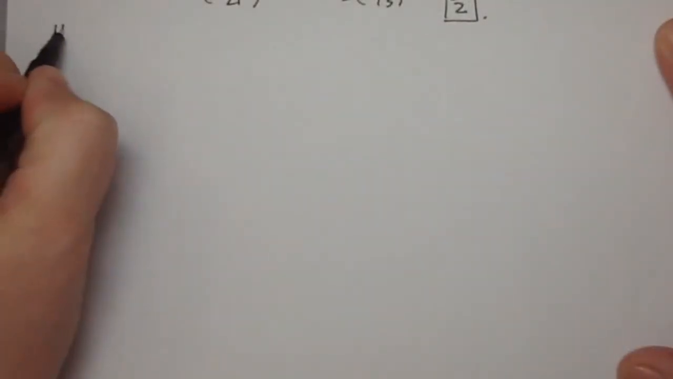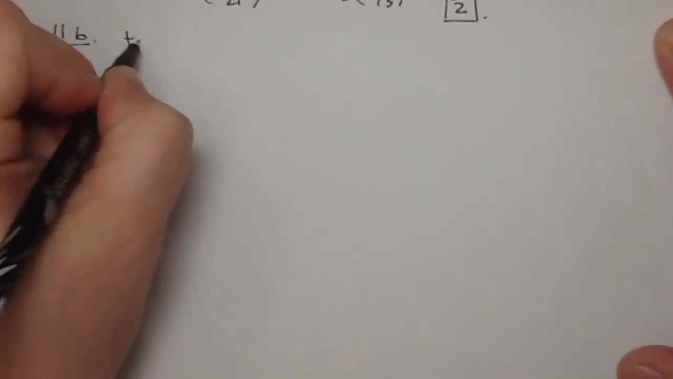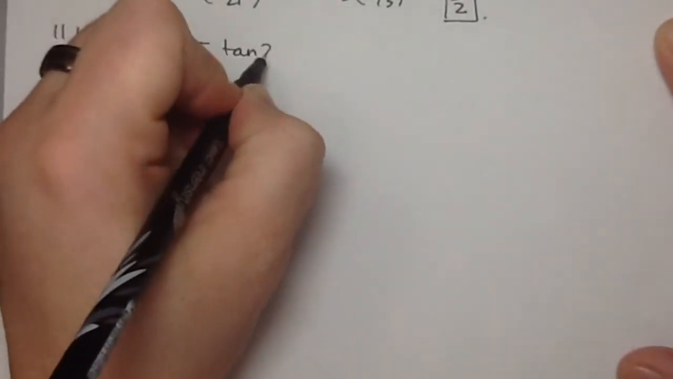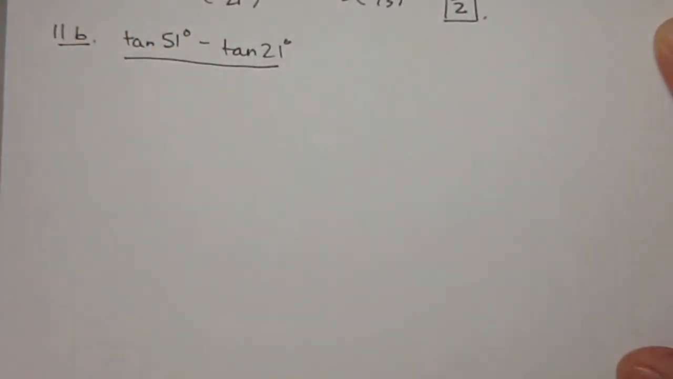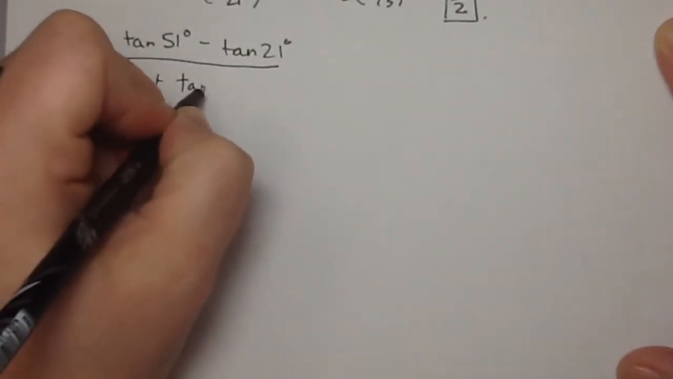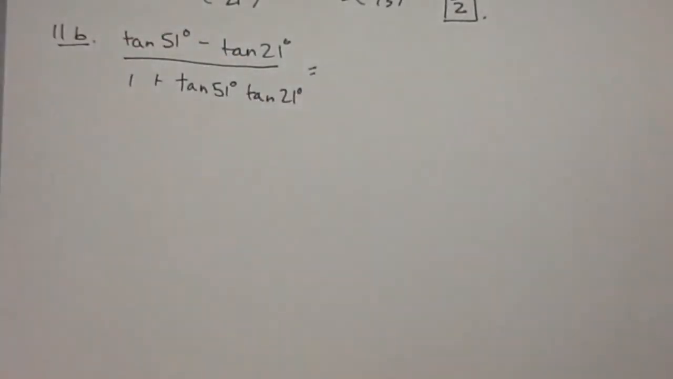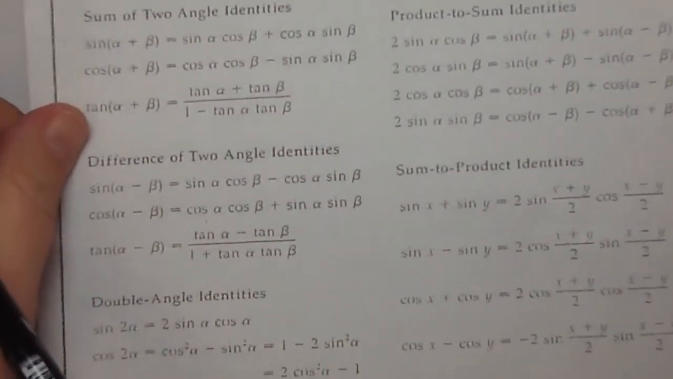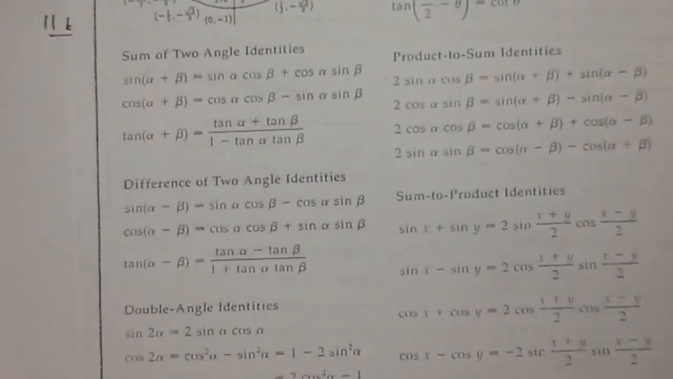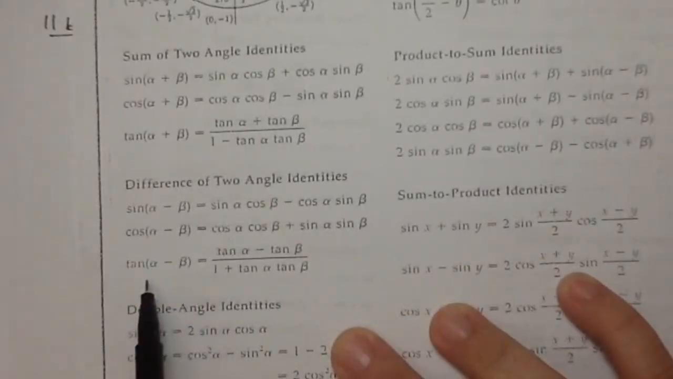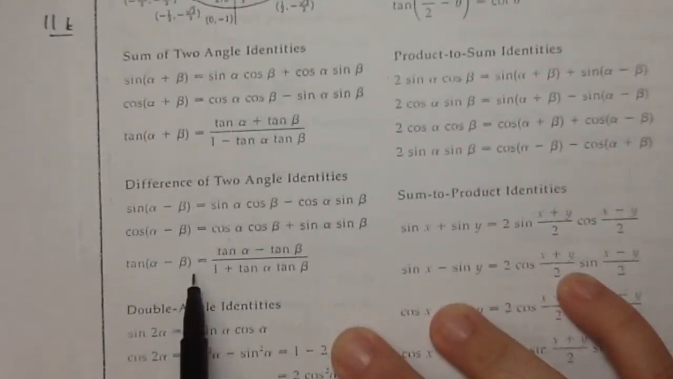11b. So we've got the tangent of 51 degrees minus the tangent of 21 degrees over 1 plus tangent of 51 times the tangent of 21. All right, again, we look on our reference sheet. And if you've got tangent of 1 minus the tangent of the other one, it's a difference formula. So that's the tangent of the first minus the second.